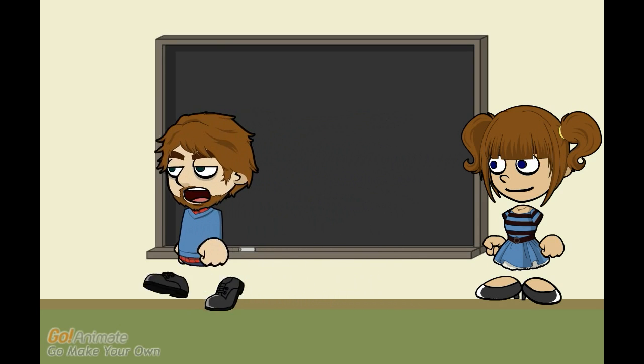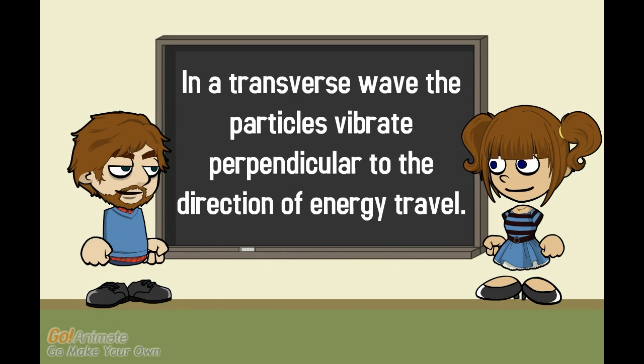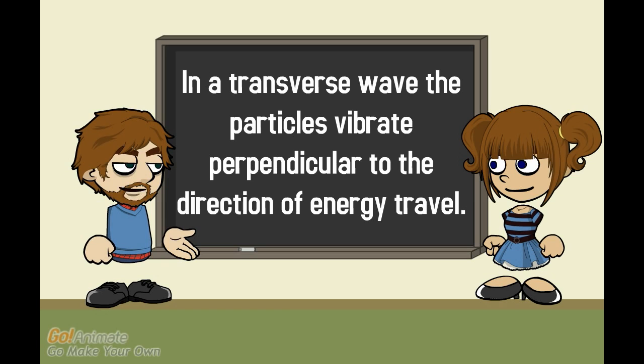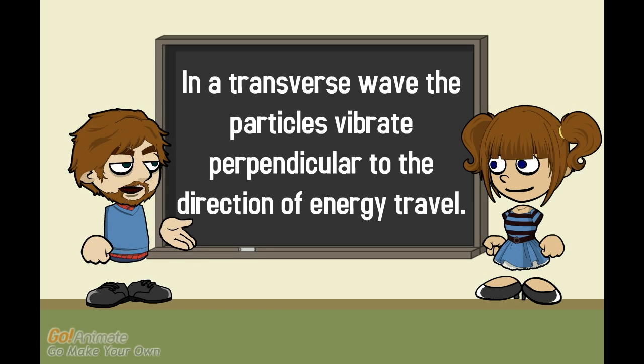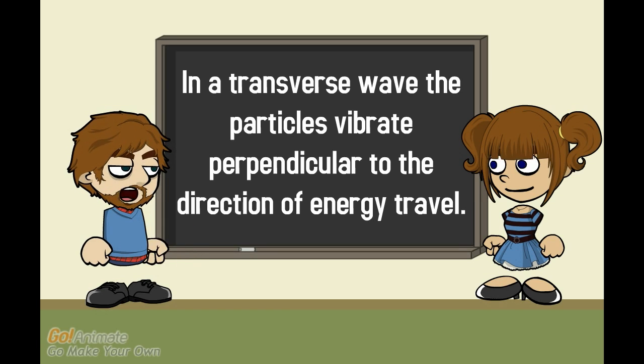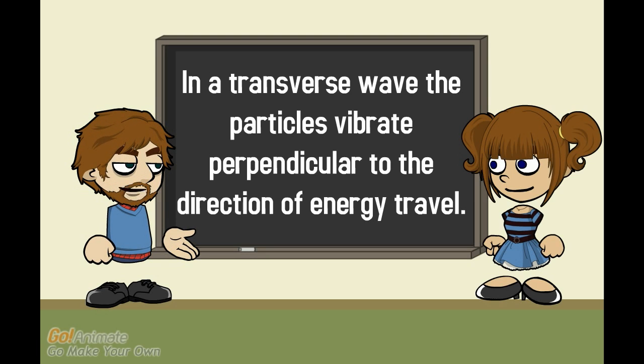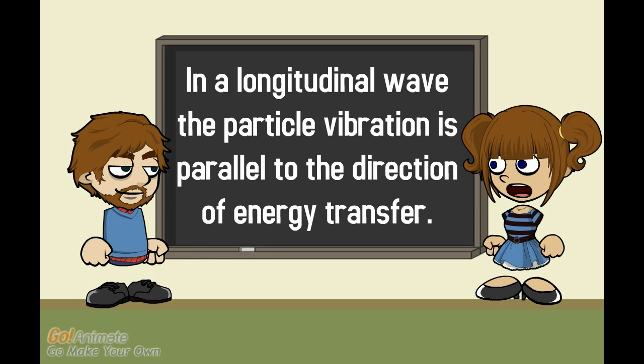Let's summarize what we've learned. In transverse waves, like a stadium wave or ripples on a pond, the particles vibrate up and down while the energy travels left to right. The two directions are perpendicular. But, for longitudinal waves, like sound waves, the particles vibrate left and right and the energy travels left to right. They're in the same direction.